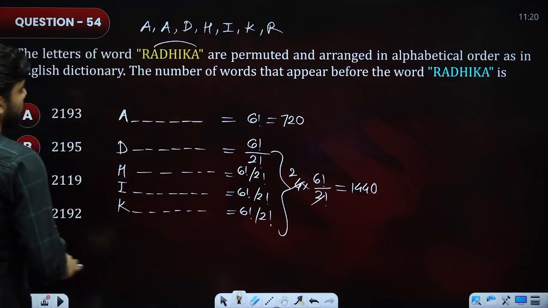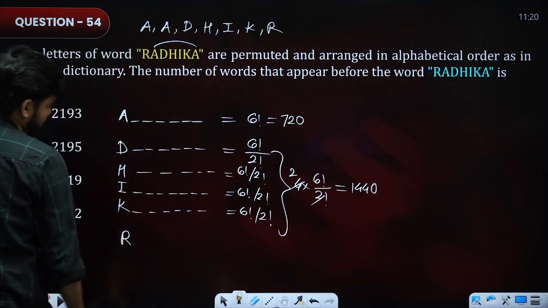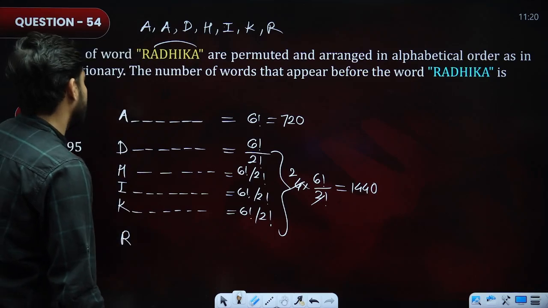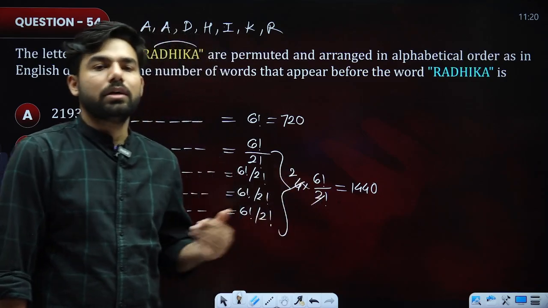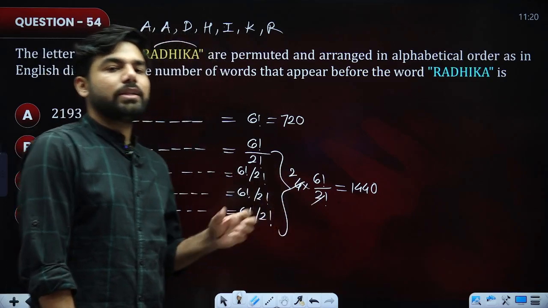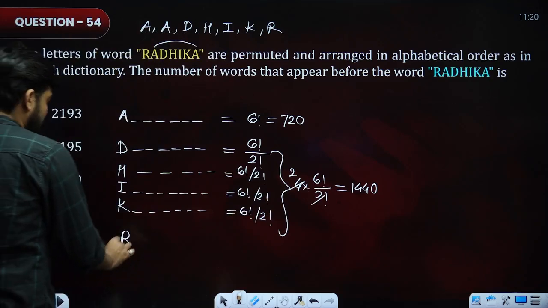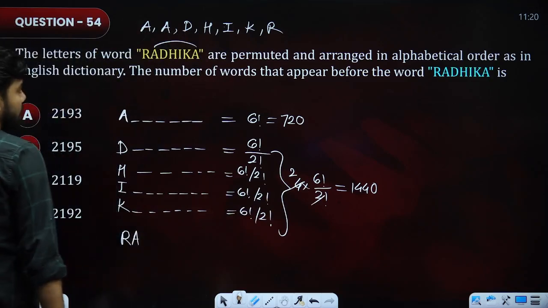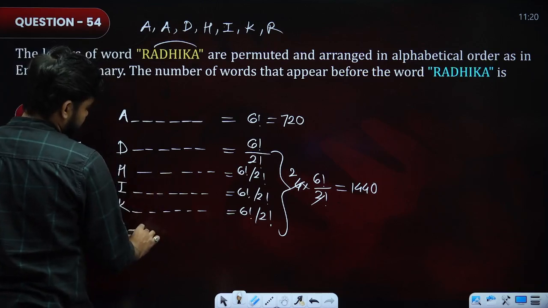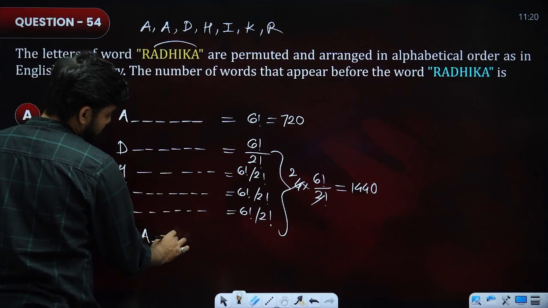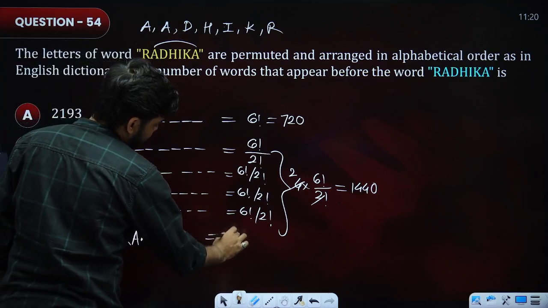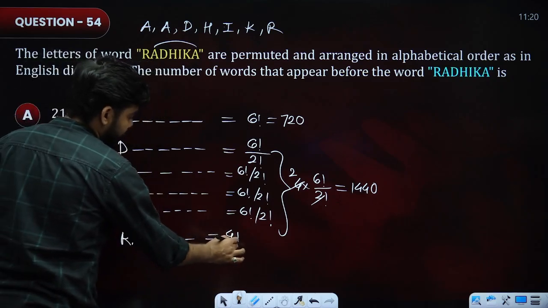Next, talk about R. Let's start with R. So we need the word Radhika. To find the word Radhika, first of all, if I take RA over here, before D there should be A according to alphabetical order. So we have 1, 2, 3, 4 spaces. So we can take 4 factorial over here.